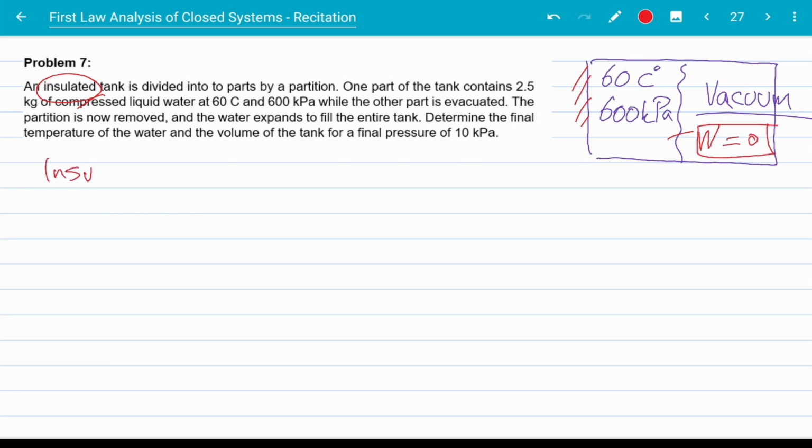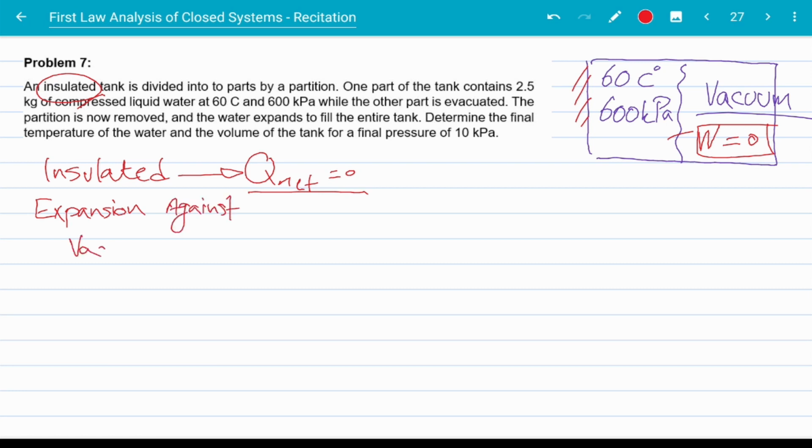Just to wrap things up, insulated means that the Q net is going to be 0. And expansion against vacuum means there is no boundary work. Okay? And since there is no other type of work involved in the problem, we can assume that the net work is also 0. So let's write down the first law equation.